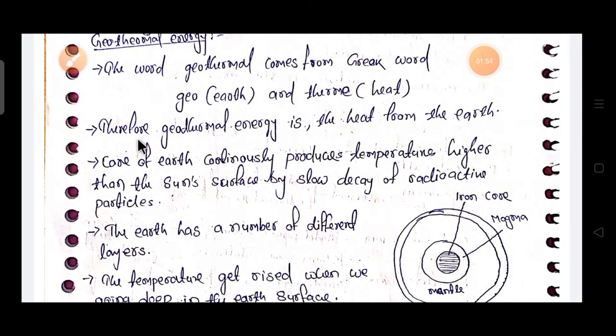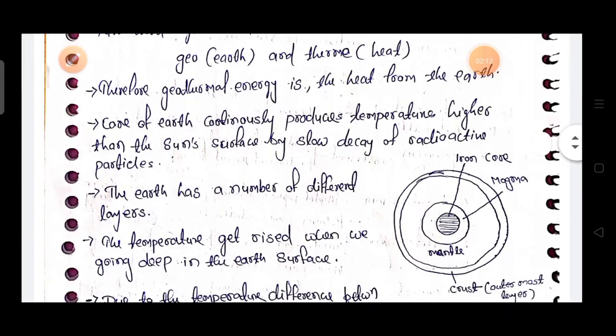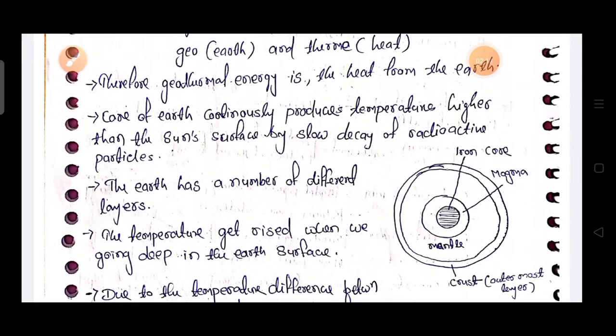Our earth's core consists of many layers, and the core of the earth contains many radioactive particles by which heat is produced. Now let's see the layers of our earth. The core is also called the iron core. The next layer is the magma layer, where we can see lava, and next is the mantle layer, where we can see big rocks. Then the outermost layer is called the crust, where we can see small rocks and dust particles, etc.